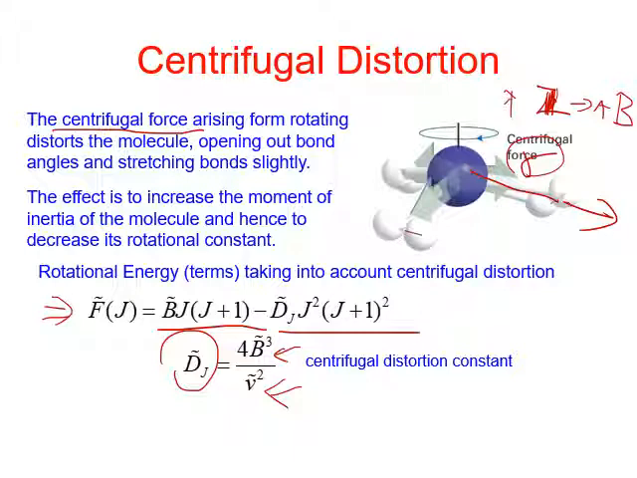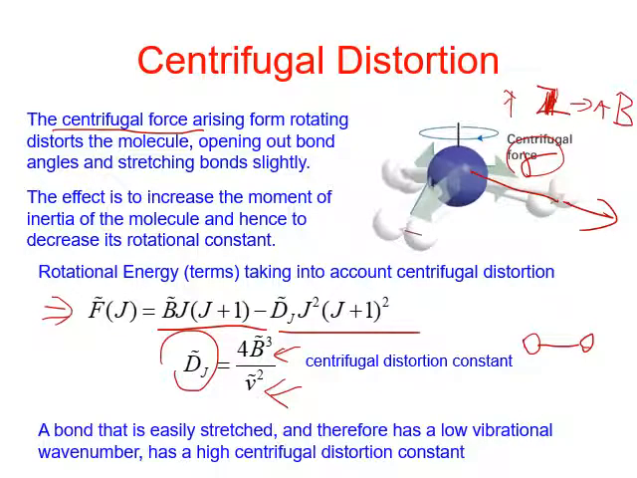So how does vibration affect the distortion? When the bond vibrates, this essentially distorts the bond length. A bond that is easily stretched means you have a small force constant. A small force constant will give you a small vibration frequency. So small k, small vibration frequency, and a small vibration frequency gives a larger centrifugal distortion constant.